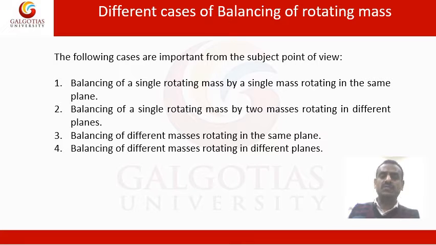The following are the different cases of balancing of rotating mass. First is balancing of a single rotating mass by a single mass rotating in the same plane. Second is balancing of a single rotating mass by two masses rotating in different planes. Third is balancing of different masses rotating in the same plane. Fourth is balancing of different masses rotating in different planes. These are the different cases of balancing of rotating mass.